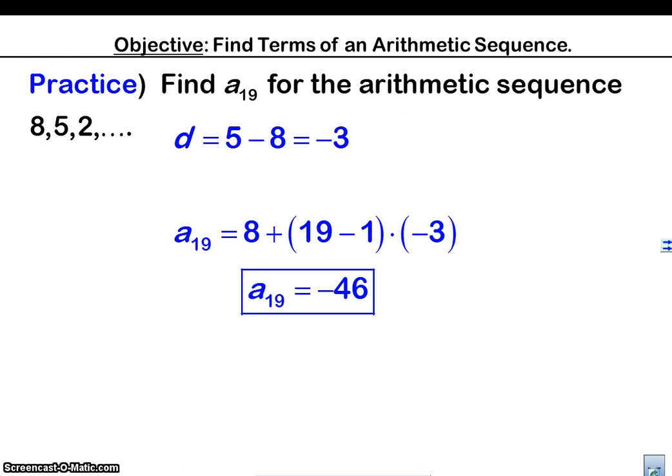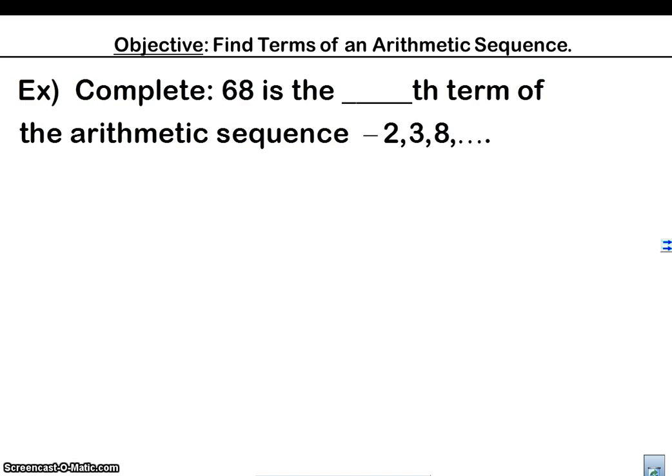All right, why don't you try one here? That's what I got. That was the practice. All right, we got a couple more here. Complete this. 68 is the blank term of the arithmetic sequence. So listen, guys, we want to know what n is, right? This is what is n.